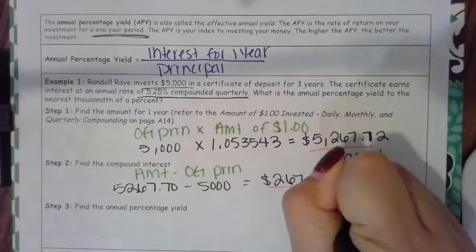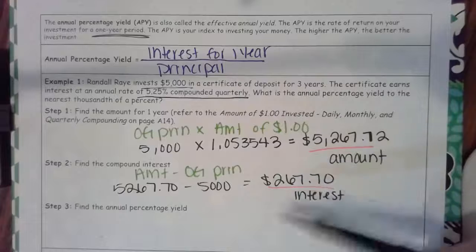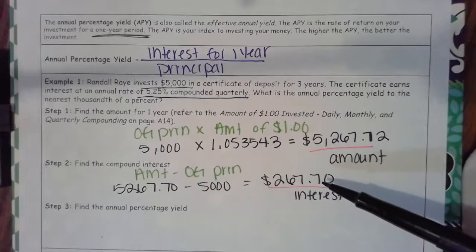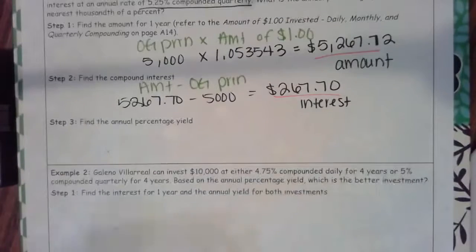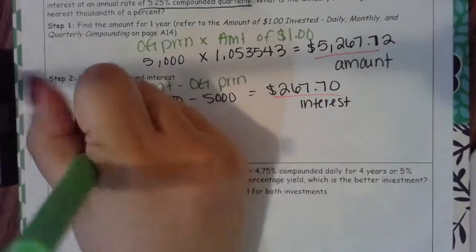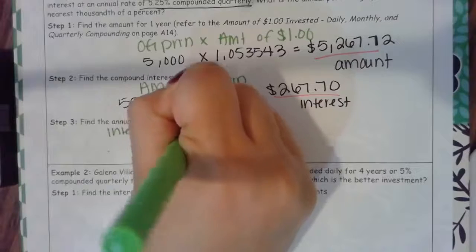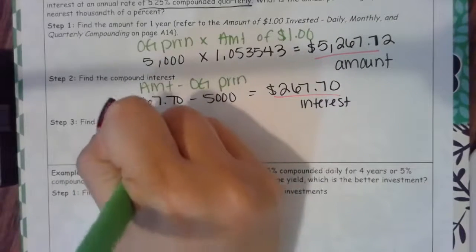Our interest. Alright, notice you just need the interest for a 1-year period, which is what we found, and you need the principal. So we have the principal right here. We have the interest. So now you just got to take that interest for 1 year and divide it by that principal.